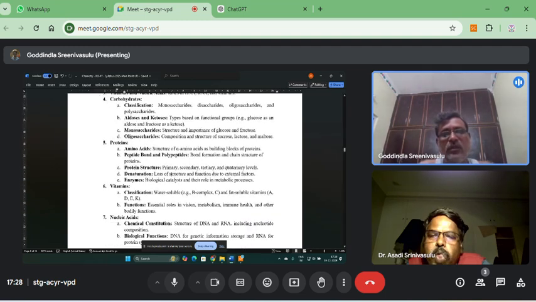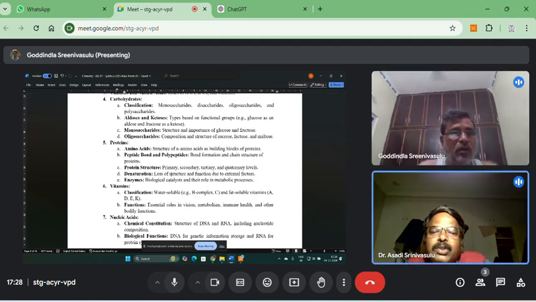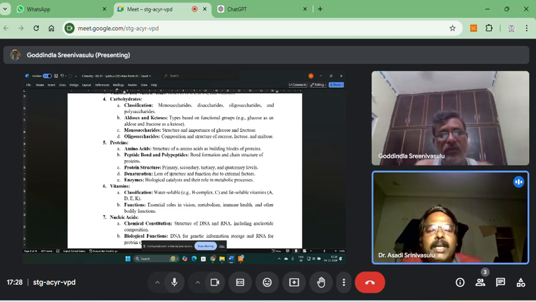Monosaccharides, the structure and importance of glucose and fructose. Oligosaccharides, composition and structure of sucrose, lactose, and maltose. Sucrose we know, and the sucrose chemical formula we know. Can you explain the formula for lactose and maltose? Sucrose I know. What about lactose and maltose?